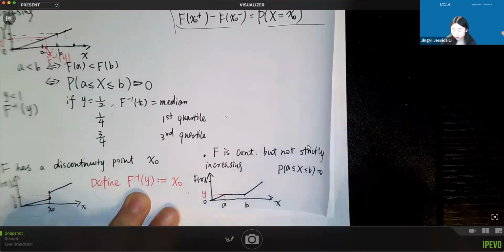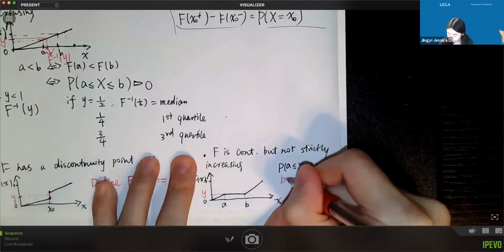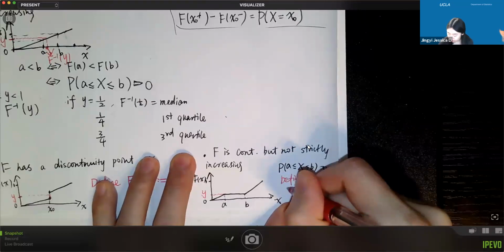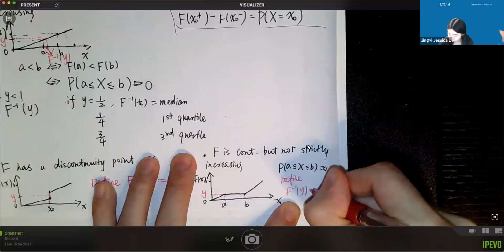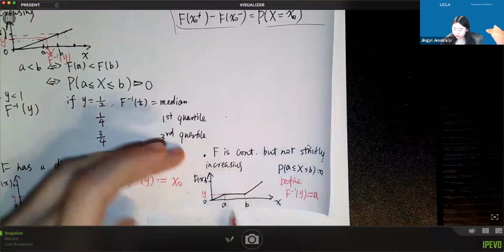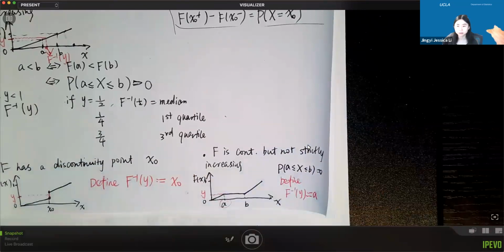Here we need our definition again. And here we define F inverse y to be A. So we define it to be the lower point in this interval. That's our arbitrary definition.